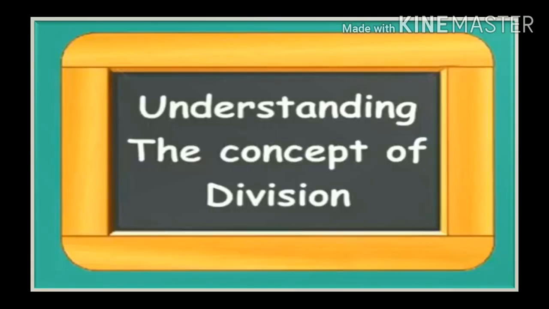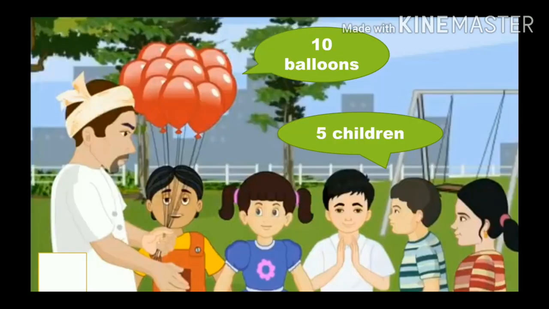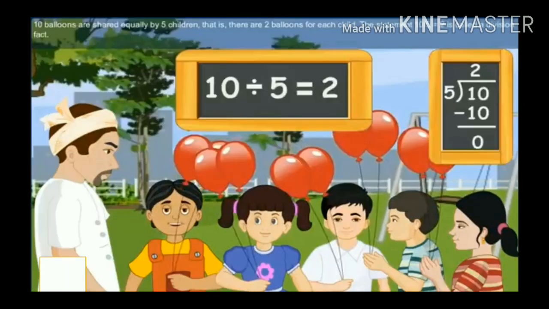So, now let's start with our first topic, understanding the concept of division. Students, as you can see in this picture, a balloon seller has 10 balloons and he gives an equal number of balloons to each of the 5 children present at the party. Now, 10 balloons are shared equally by 5 children. That is, there are 2 balloons for each child.